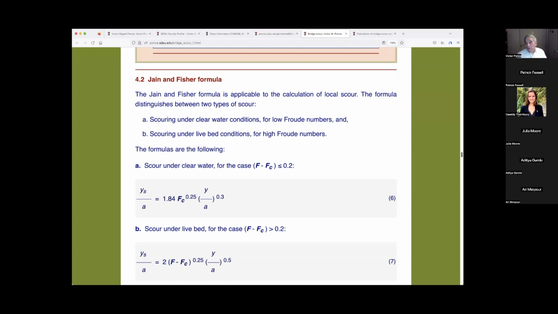The flow starts going through the bridge, which doesn't have the full cross section, so the flow is being forced to go through the bridge, therefore the Froude number increases. And so the live bed condition is probably a more typical condition.